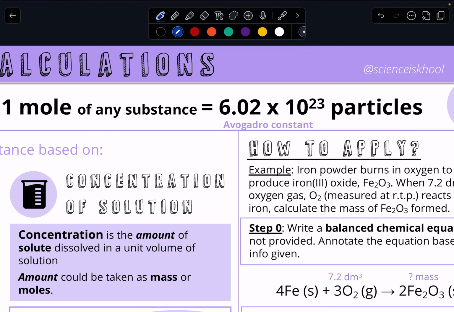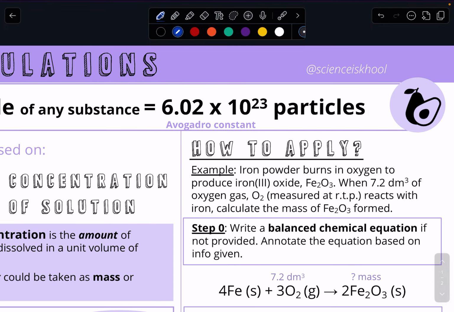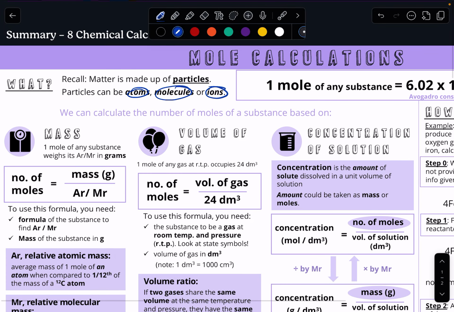So 1 mole of any substance is 6.02 times 10 to the power of 23 particles. Again, these particles can be atoms, molecules, or ions, and this is known as Avogadro's constant. This can be found at the bottom of the periodic table. So there are four formulas for us to calculate the number of moles of a substance.